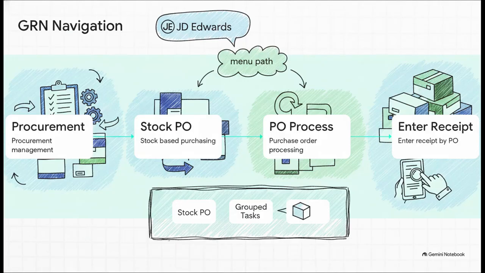To do this, we head right back into our trusty menu path, Logistic Management, Procurement, straight through to our stock-based purchasing folder. Only this time, you'll click on Enter Receipt by PO. Once again, you can really see how beautifully grouped these related stock purchasing tasks are within the ERP.